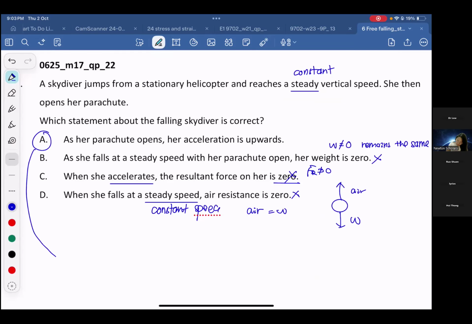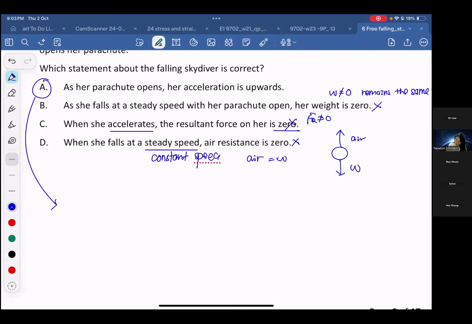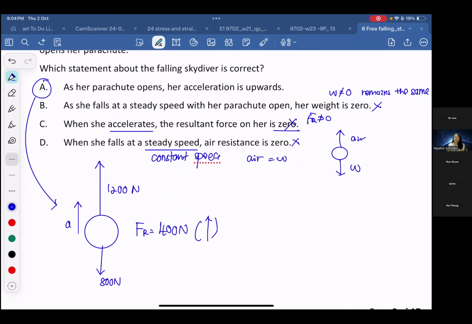I'm going to explain why it's A. When she opens the parachute, acceleration is upward. For example, this is the object, moving downward, and suddenly the parachute opens. So let's say the upward force becomes 1,200 Newton. The weight that I gave you in the example is 800 Newton, right? The resultant force becomes 400 Newton going upward. So your acceleration follows the direction of the force, it will also be upward. But because our motion is going down, we're still falling.